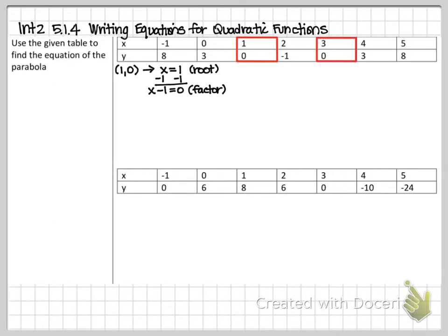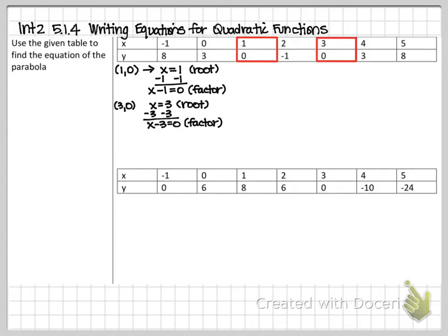And let's do that with the other one also. So I have 3 comma 0, which means x equals 3 is a root or a 0. Let's get the 3 on the same side as the x because I want equals 0. Okay, that's a factor. All right.